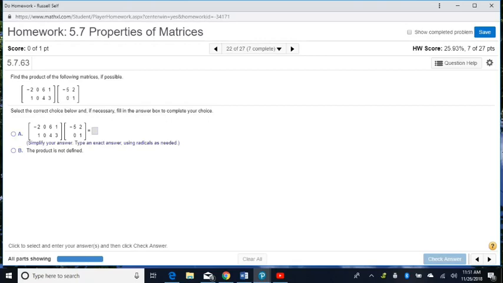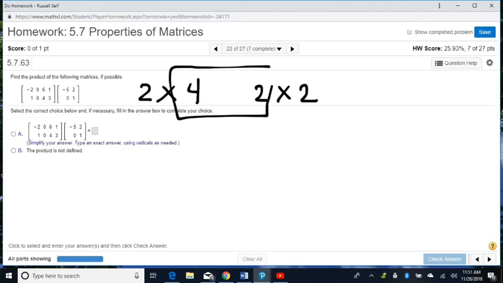Okay, here we go. Find the product of the following matrices if possible. So the first thing we need to do is determine the dimensions of each one. The first one is 2 rows, 4 columns. The second one is 2 rows, 2 columns. Looking at these middle numbers, do they match? No. Therefore, we can't multiply these together. The product is not defined.